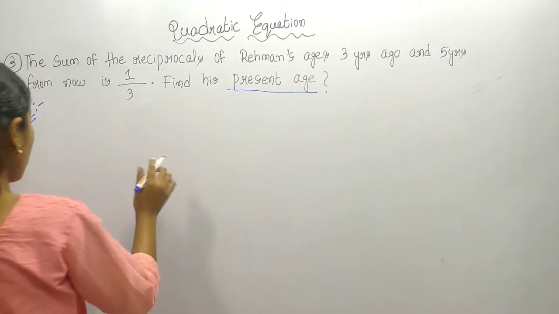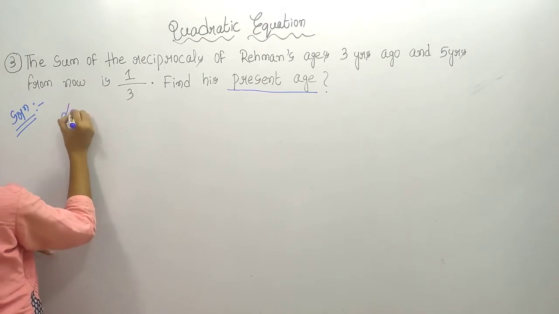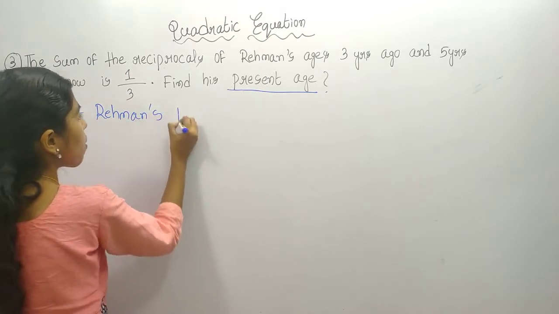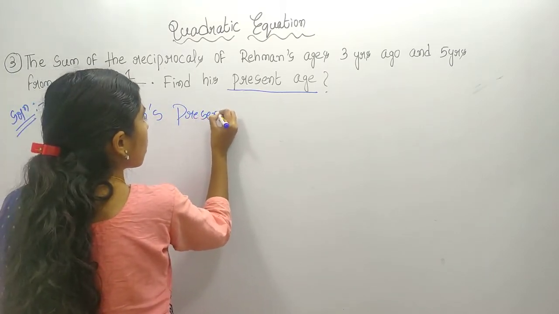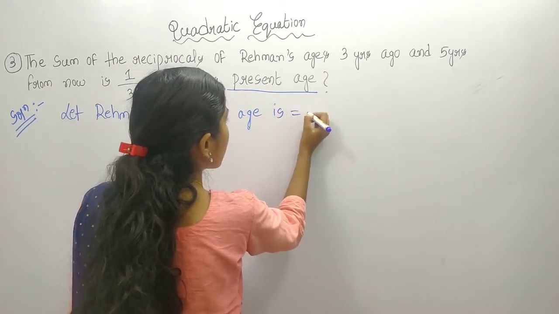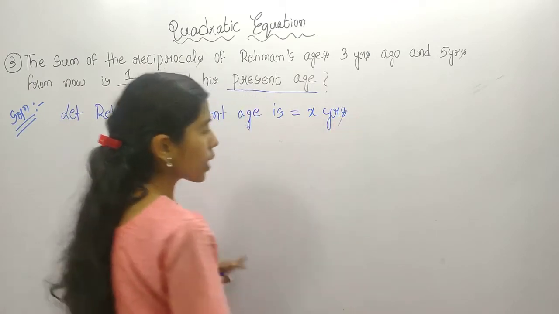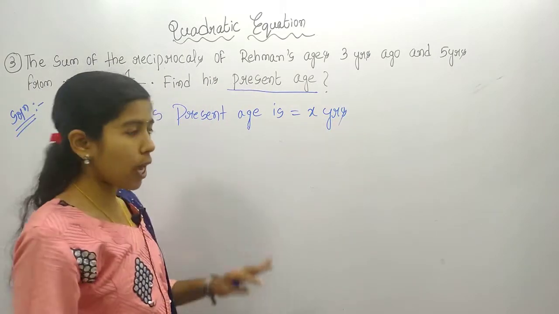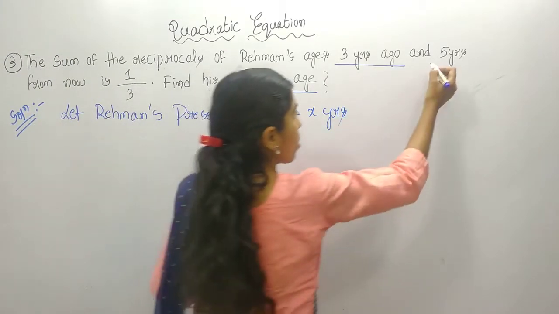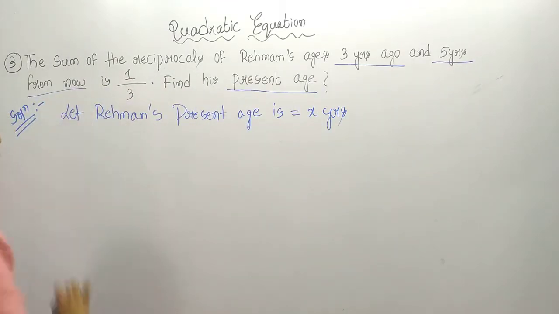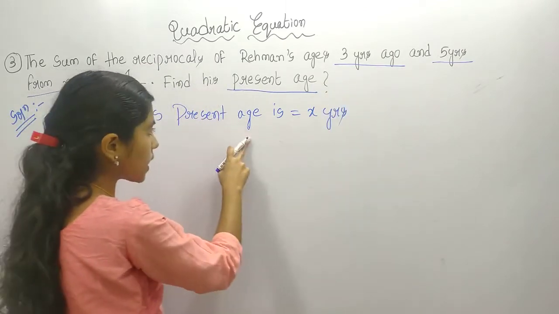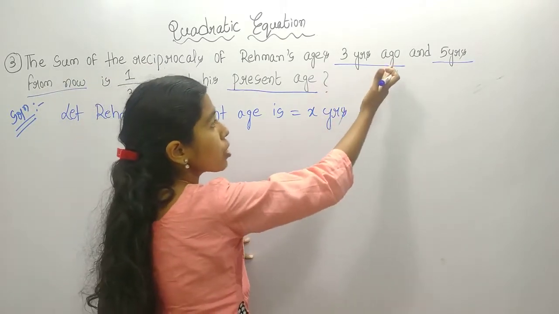So, here we will take, let Rahman's present age be equal to x years. Okay, let Rahman's present age be equal to x years. So, next you see 3 years ago and 5 years from now. Okay, ago means before 3 years. So, now present age of Rahman is x years.